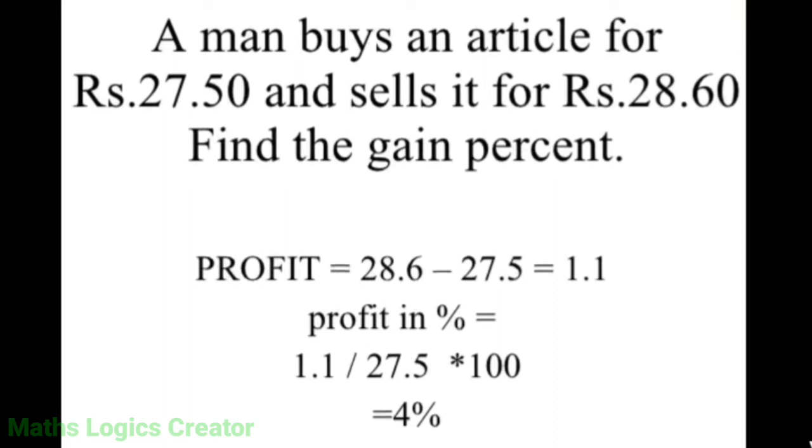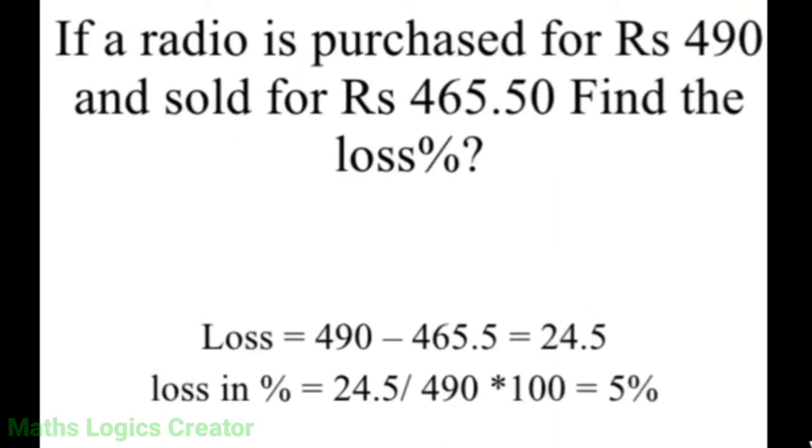Let's get into the second problem. If a radio is purchased for 490 and sold for 465.5, find the loss percent. Someone bought a radio for 490 rupees and sold it for 465 point something. He's going to get a loss because he sold it for a lesser price than he bought it. Loss is cost price minus selling price, so the loss is 24.5. Loss percentage is equal to loss divided by cost price into 100. So the loss is 24.5 divided by 490 into 100, which is 5%.